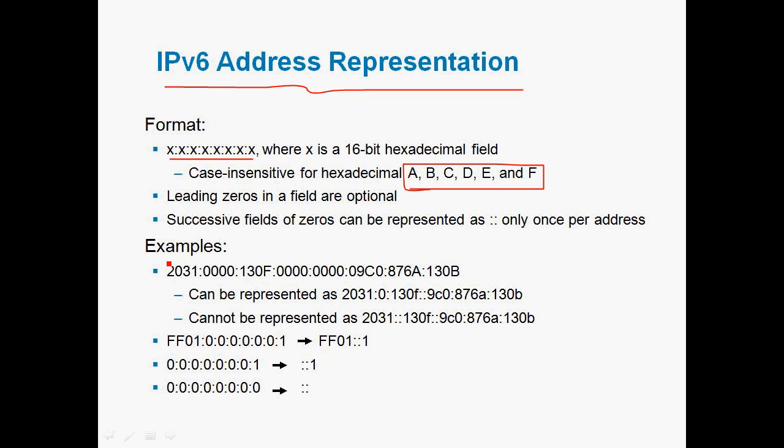Here there are some shortcuts. Leading zeros are optional, so successive zeros can be eliminated. It can be represented as a double colon. So we can see this example. This is an IP version 6 address. So 2031:0000, so 4 zeros.